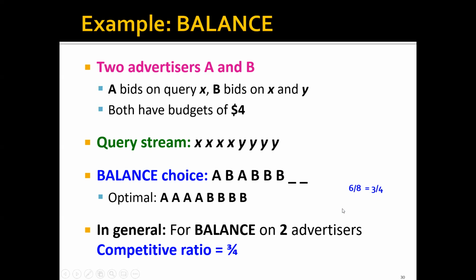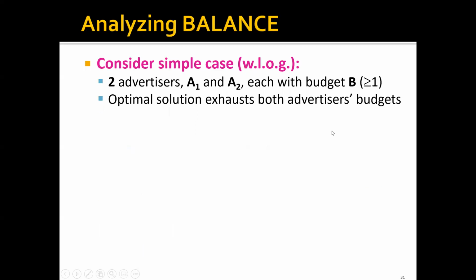And we can actually prove that in the general case, for the balance algorithm with 2 advertisers, the competitive ratio is exactly 3/4. And here's how we can prove it. Let's consider a simple case without loss of generality. Let's say that we have 2 advertisers, A1 and A2, and each of them has a budget of B, where B is, of course, larger than or equal to 1. And let's also say that the optimal solution exhausts both advertisers' budgets.